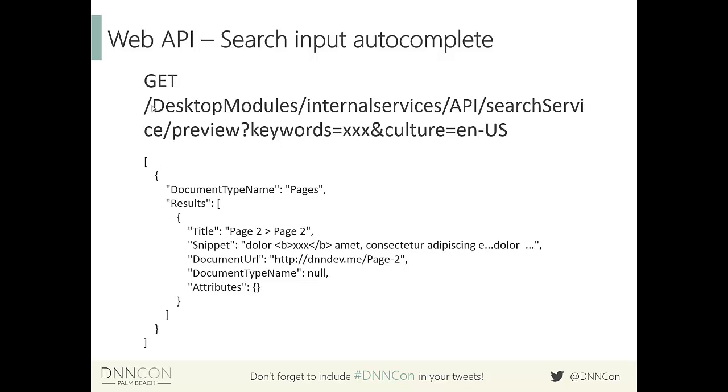So here is the URL for this API method. It is with internal services, search service, and then the API method's called preview. And you just pass it keywords, basically what the user typed in, and then optionally a language. This gives you back this type of object in JSON format. You get the document type and you get an array of results. Each result will have a title, a snippet, a URL, and some other attributes.